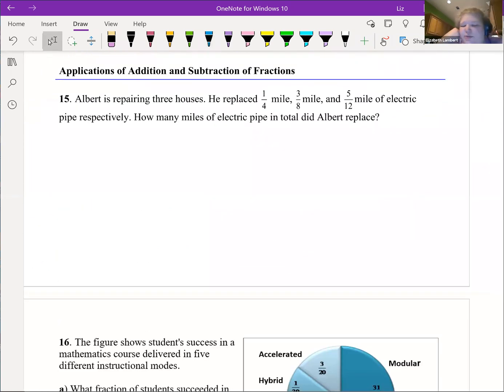Now some application problems. So use your common sense to figure out what you're doing with the fractions. And what I do sometimes, because I don't like fractions, is I'll change them to whole numbers and figure out what I would do with the problem. And then I go back and just do it with the fractions on the calculator. So how many miles of electric pipe in total did Albert replace? He is repairing 3 houses. He replaced 1/4 of a mile, 3/8 of a mile, and 5/12 of a mile of electric pipe respectively.